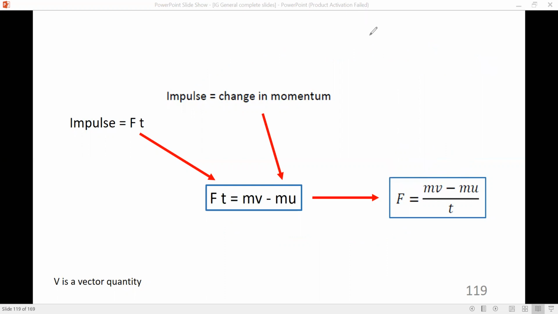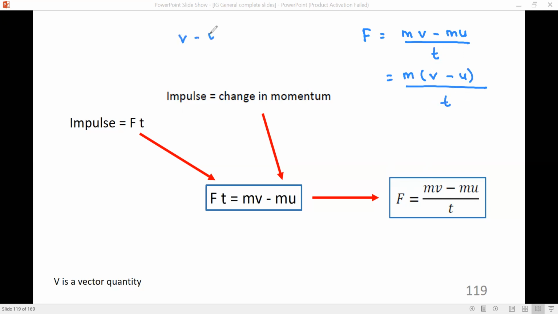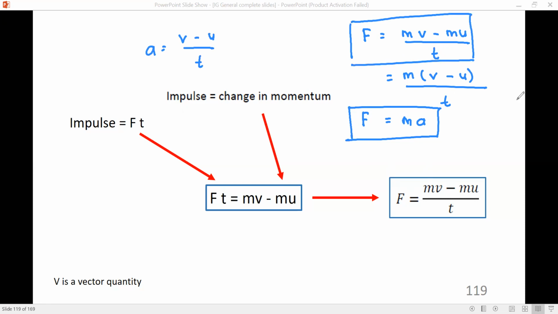Now I want to show you that this formula is actually a derivation from another formula. As you can see here, m you can just factorize and put a bracket here. So you know that m is multiplied by v minus u over t. Here, v minus u over t is actually the formula for acceleration. So you can substitute v minus u over t with a, which is the acceleration, and you get the formula F equals ma, which is the same as F equals mv minus mu over t. Now let's try some questions regarding impulsive force.